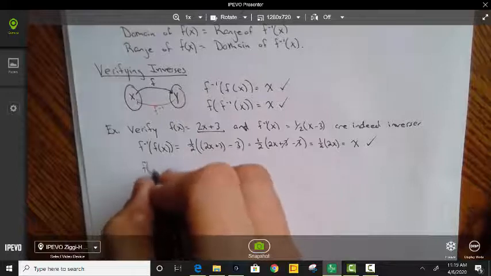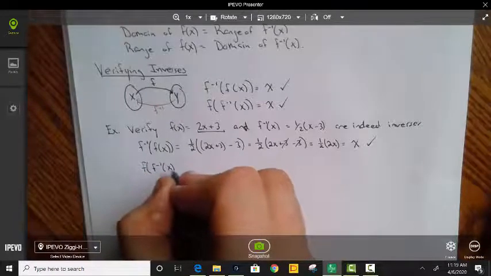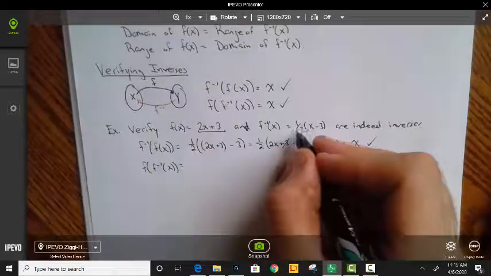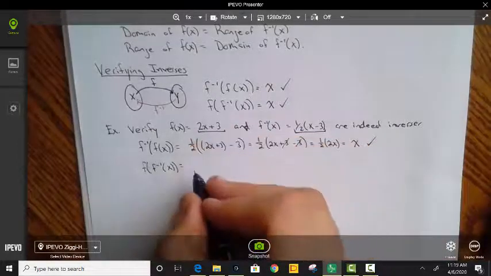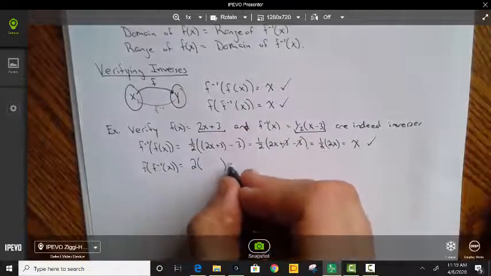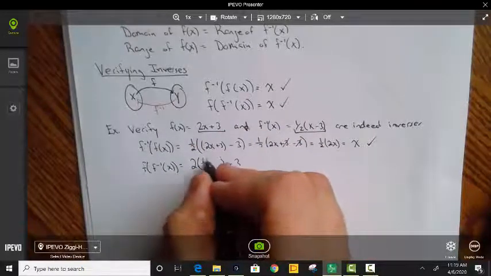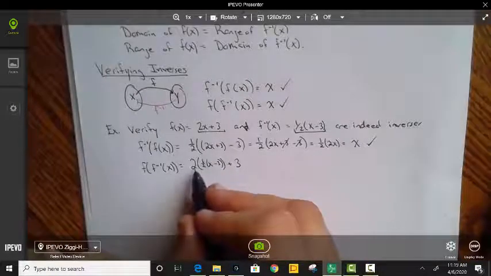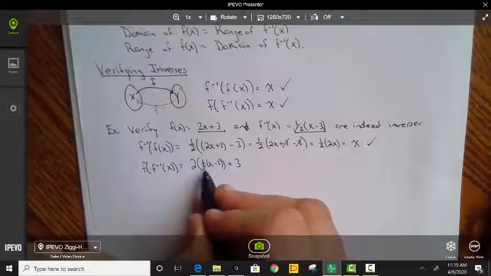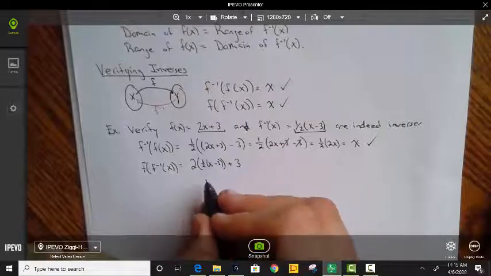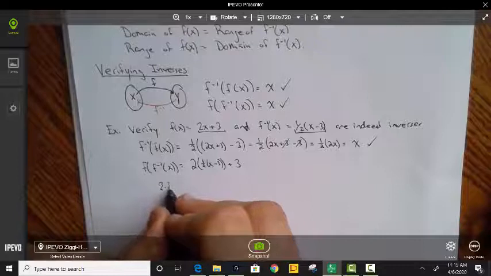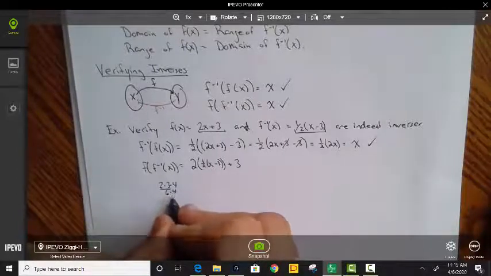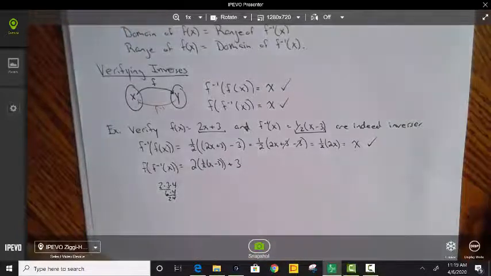We also need to verify that f of f inverse of x gives us x also. So now in this case, we're going to plug the inverse function into the function 2x plus 3. So 2x plus 3, and then 1/2 times x minus 3. Now, we have 3 multiplications here. 2 times 1/2 times x minus 3. And for example, if I want to do 2 times 3 times 4, I would just do 2 times 3 first, which is 6, and then do 6 times 4 to get 24. Okay, and we're going to do the same thing here.